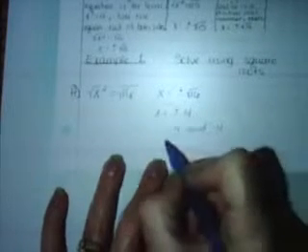Okay? Because 4 times 4 gives me 16, and negative 4 times negative 4 also gives me 16.